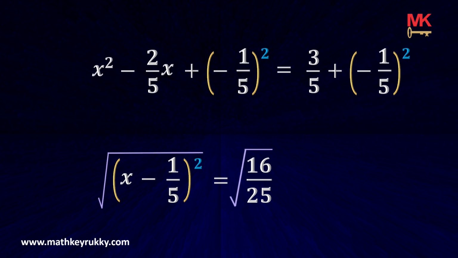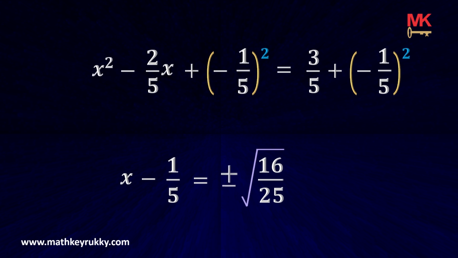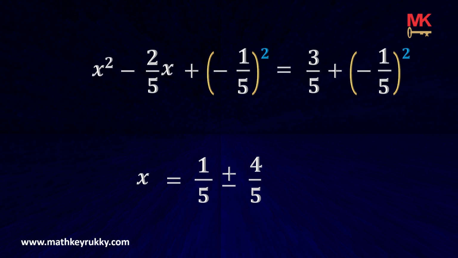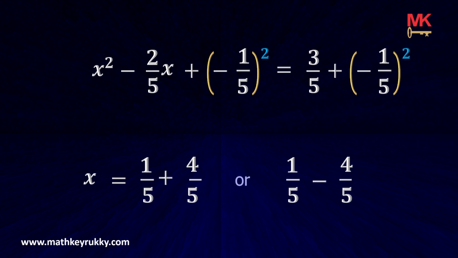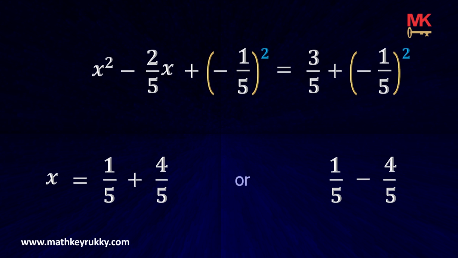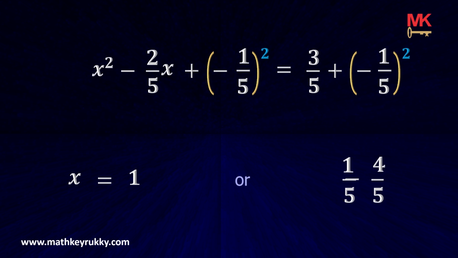We take the square root of both sides. Hence, x minus 1 over 5 equals plus or minus the square root of 16 over 25. From our square root table, the square root of 16 over 25 is 4 over 5. Therefore, x equals 1 over 5 plus or minus 4 over 5 by rearranging. Also, this splits into two forms. Hence, the solutions of the equation are 1 or minus 3 over 5.